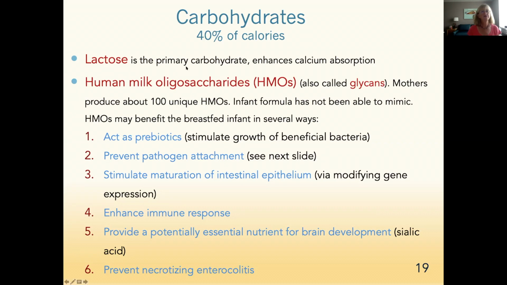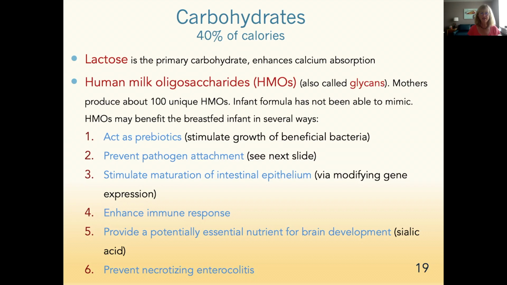All right, so this slide is on carbohydrates. Lactose, which you're familiar with, you've learned about lactose forever, it's a primary carbohydrate. But what I want to talk about is this category, because I imagine this is a type of carbohydrate you may never have heard of before, and it is the hottest topic in the breastfeeding literature and the science of lactation. It is just so interesting. So let me tell you what human milk oligosaccharides are.